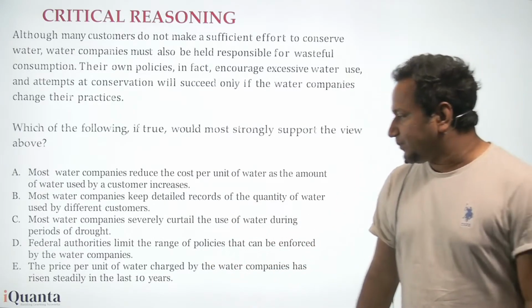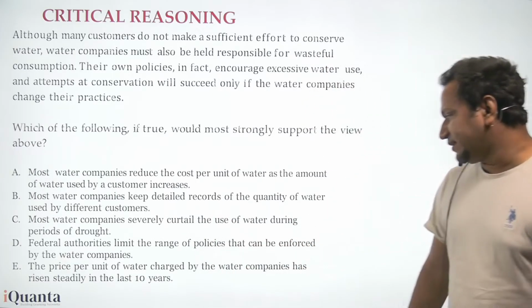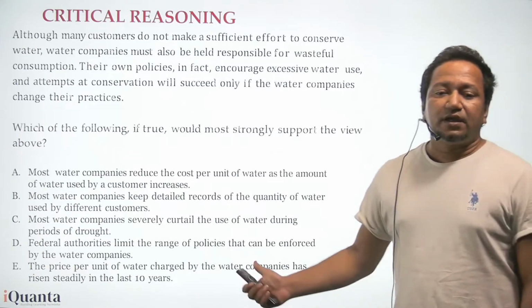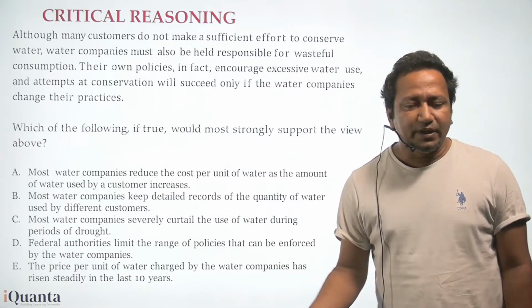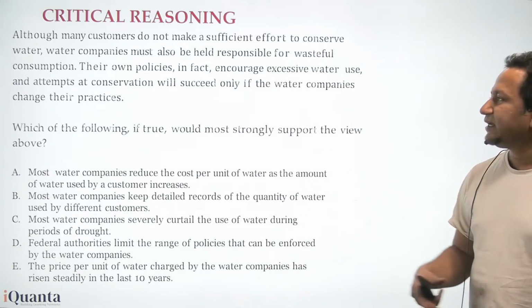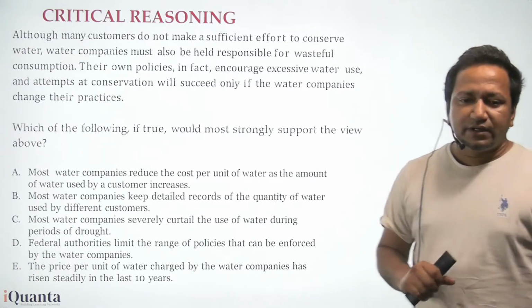Option D, federal authorities limit the range of policies that can be enforced by the water companies. Now, this statement is out of scope. This is something which is just random. It is not supporting. It is irrelevant to the paragraph here, so it cannot be the correct answer.